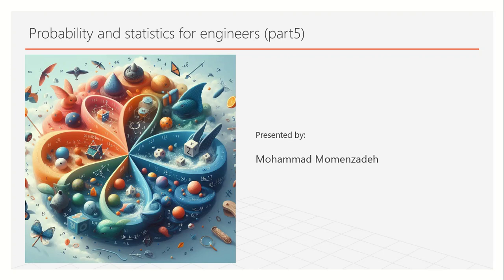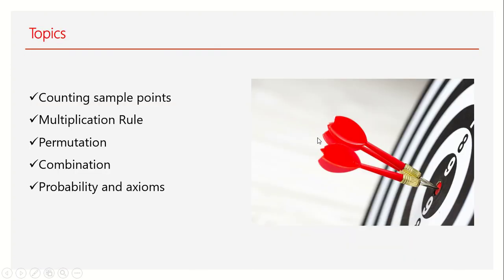Previously we discussed permutation, and some counting axioms and methods were studied. Today we want to discuss combination and the continuation of those counting techniques. The contents and topics can be seen in the next slide. We will discuss combination, probability and axioms today.